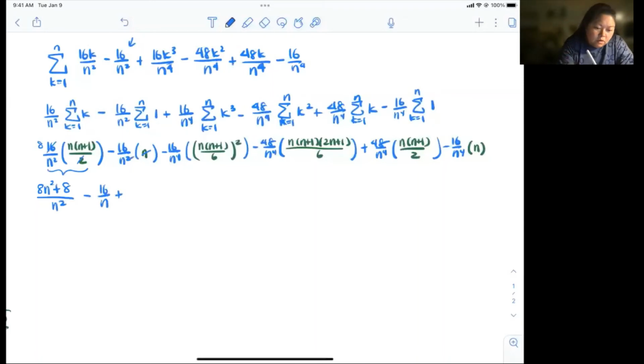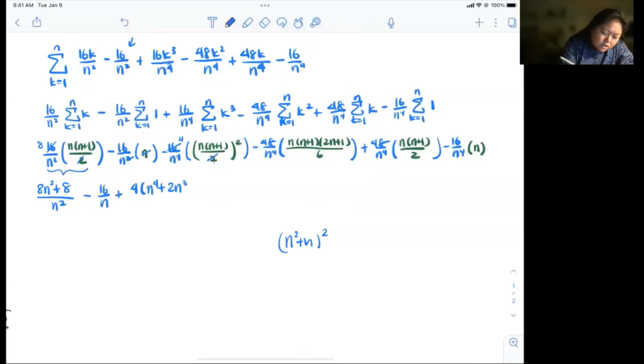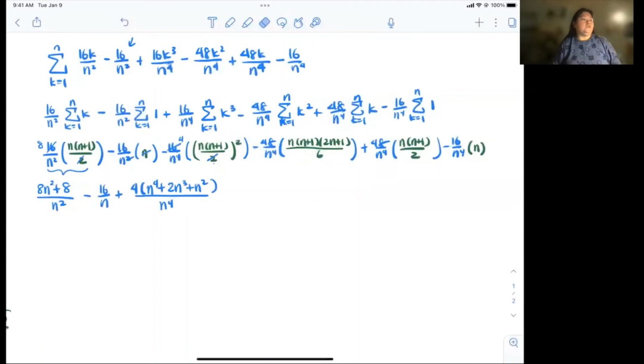Plus, okay, so this one's a little bit trickier. Oh, I messed up here. This is a 2. Apologies. All right, so 2 down here. Now I'm reducing this. 2 squared is 4. 4 goes into 16 4 times. So 4, and then you have n times n plus 1 squared. So that's n squared plus n squared. That gives me n to the fourth plus 2n cubed plus n squared all over n to the fourth. You have to know a bunch of your algebra skills to make sure you got everything down, okay?